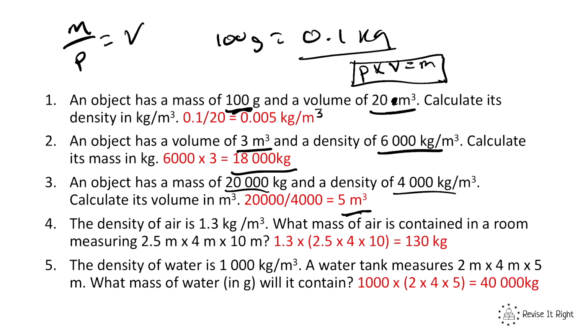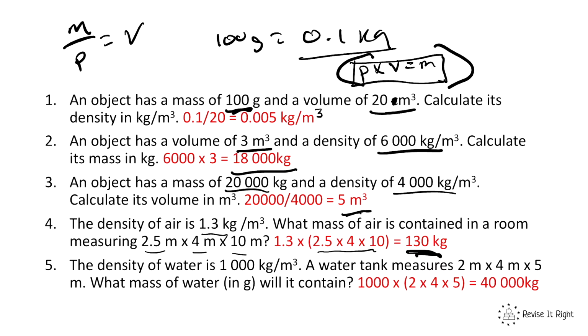Question 4. The density of air is 1.3 kilograms per meters cubed. What mass of air is contained in a room measuring 2.5 times 4 times 10? Well, here you of course have to have calculated the volume yourself first, and you can calculate volume by timesing length times width times height. So to do that, you could have got 2.5 times 4 times 10, and that would have given you the volume. And of course you then would have times that by the density to get your mass, because we're using this equation here, density times volume equals mass, and it would have got you 130 kilograms.